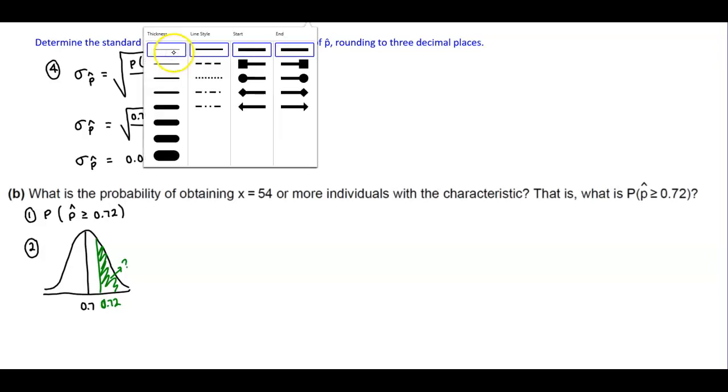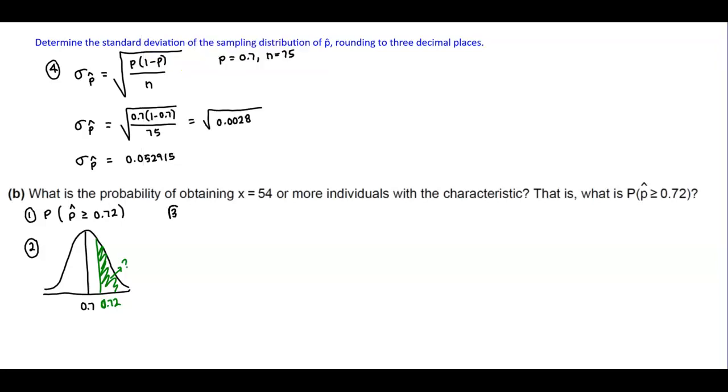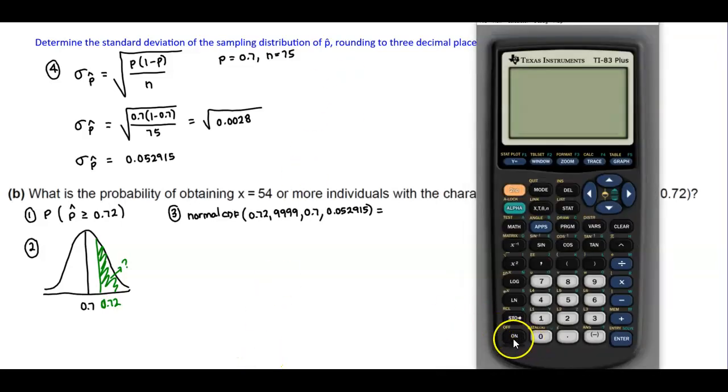We're going to use technology, so we're going to use normal CDF. We know that our lower bound is 0.72, our upper bound is going to be 9999, our mean is 0.7, and the standard deviation from step 4 is 0.052915. So let's go ahead and put that in our calculator.